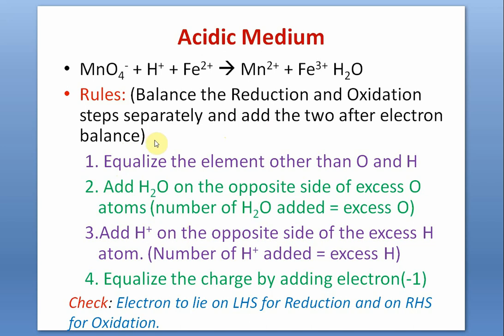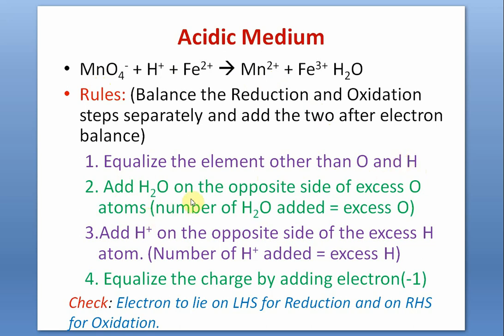For each step, whether it is an oxidation step or a reduction step, you have to follow the 4 rules. First, equalize the element other than O and H. Never mind, we shall be using them in solving problems, so just listen to me. First step is to equalize the element other than oxygen and hydrogen. Supposing it is Mn2O4, you have to multiply by 2. So equalize the element other than O and H by placing a suitable coefficient.